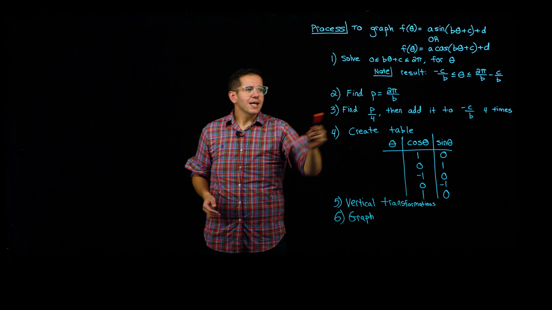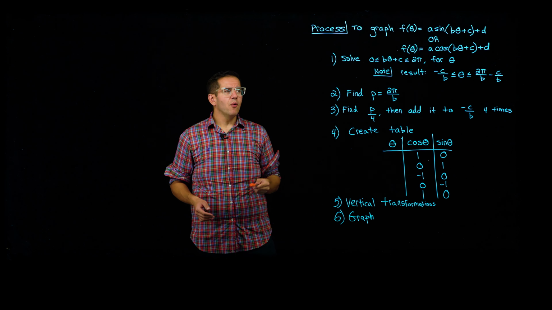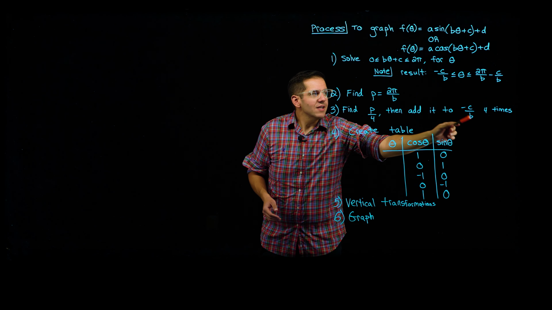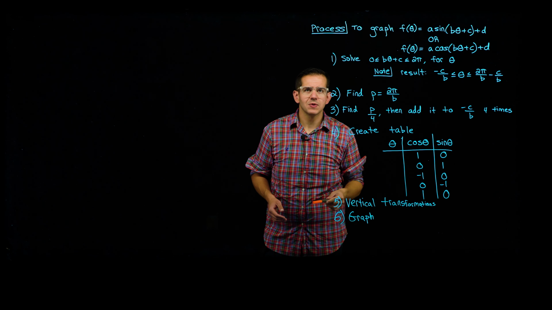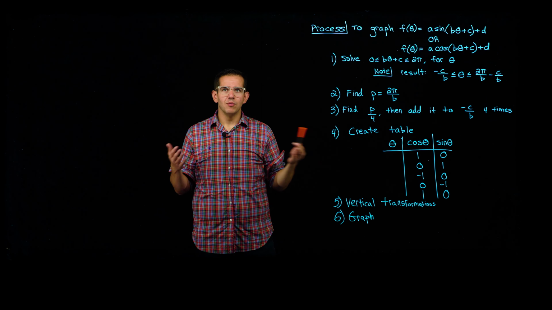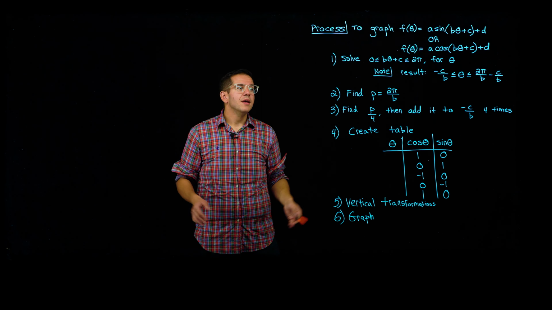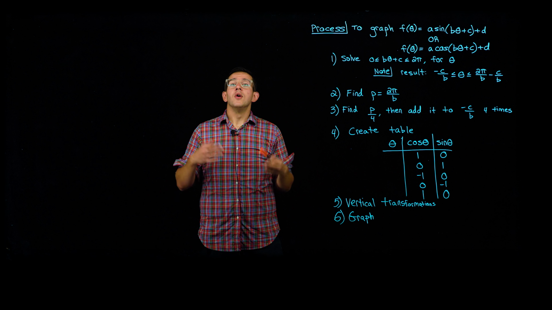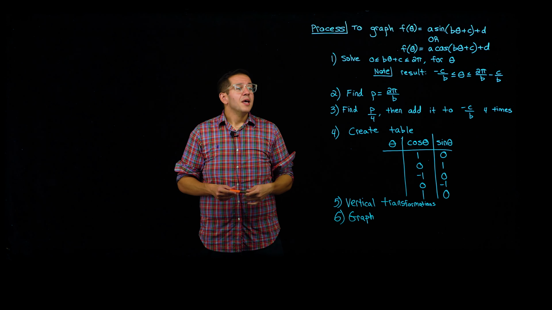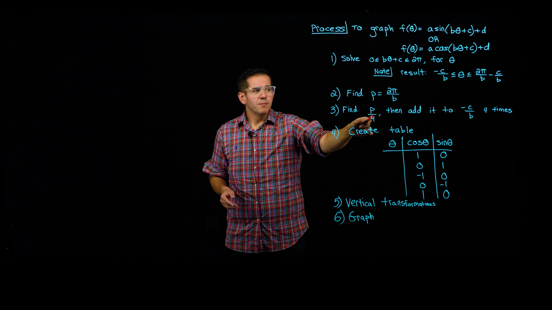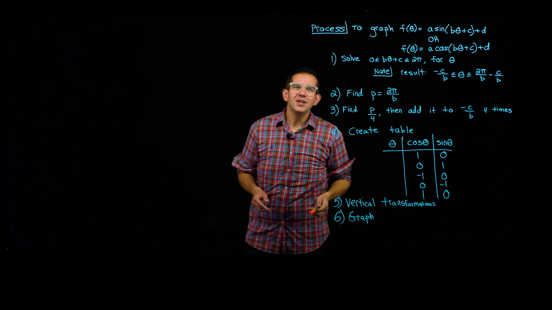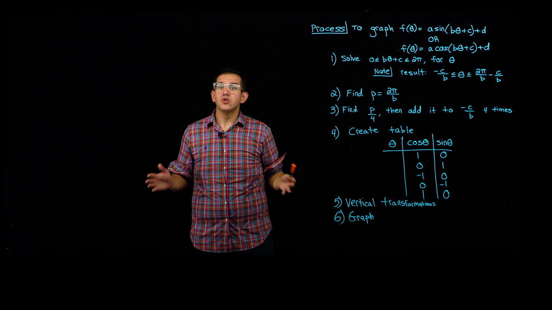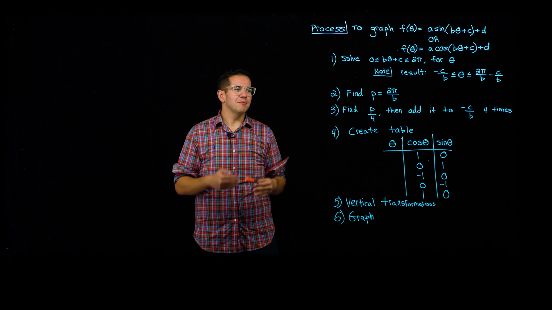Once you find p, the next step is to take it and divide it by 4 and then add it to negative c over b, this value here on the left side of your inequality, 4 times. That might seem a little odd. Why are we doing that? Remember when we graphed the parent functions of sine and cosine, we said the easiest values to work with were the quadrantal angles. By dividing your period by 4 and then adding it 4 times to this initial value of your inequality, you are finding the new 5 quadrantal angles that you can easily plug in.